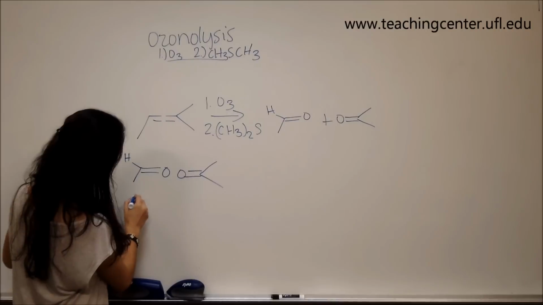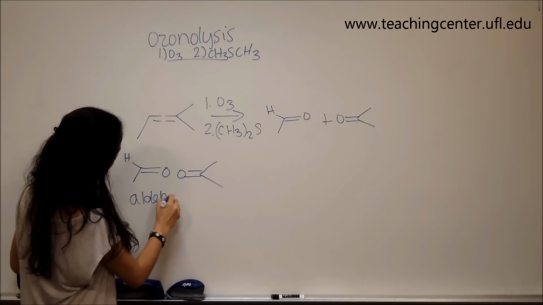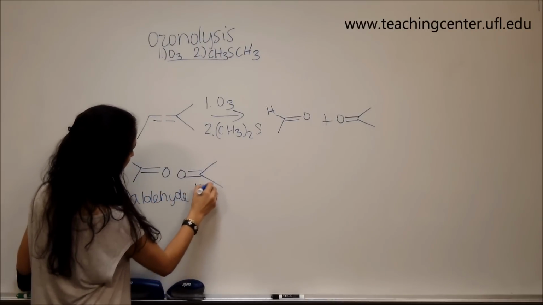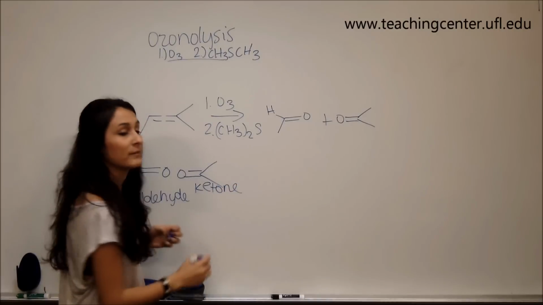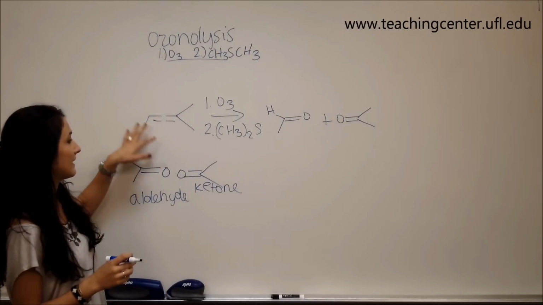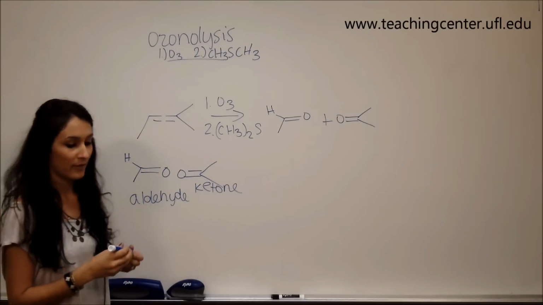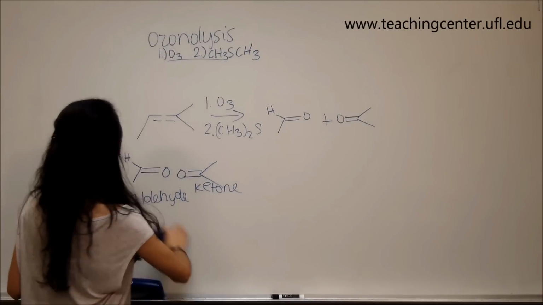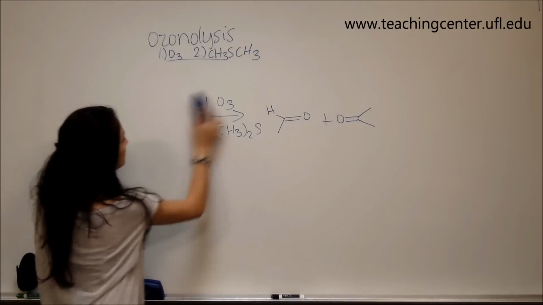So this is going to be an aldehyde product and a ketone product. And you'll always get some kind of mixture of aldehydes and ketones as your products, depending on how substituted these alkenes are. All right, so that's pretty much it. Let's do one more example of ozonolysis, and then we'll be done.